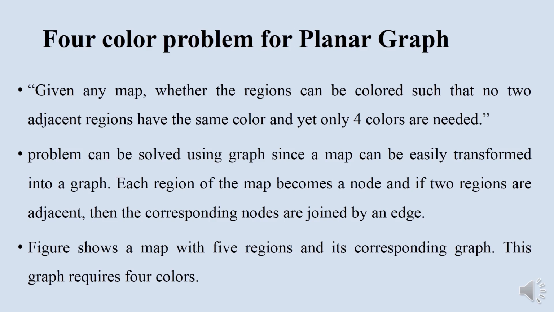This problem can be solved by using a graph, because a map can be transformed into a graph where the places are represented by the nodes and adjacent places are represented by an edge connecting the two adjacent places. So each region of the map becomes a node, and if two regions are adjacent, then the corresponding nodes are joined by an edge. In the next figure, we see a map with 5 regions and its corresponding graph, where this graph requires 4 colors to be colored.